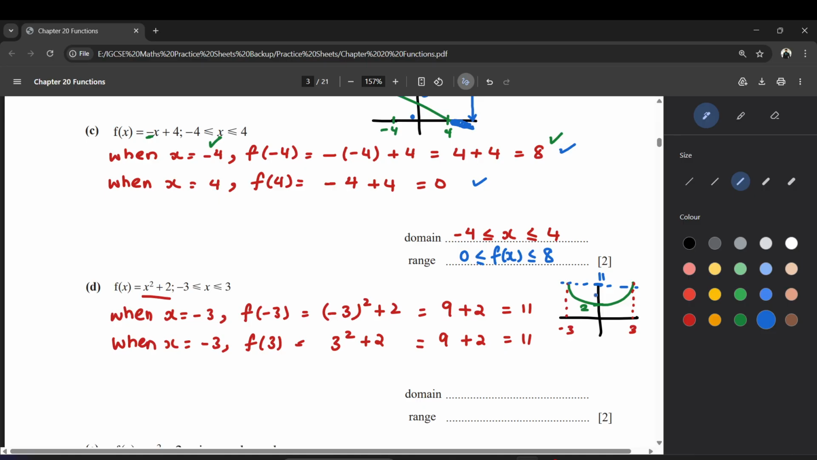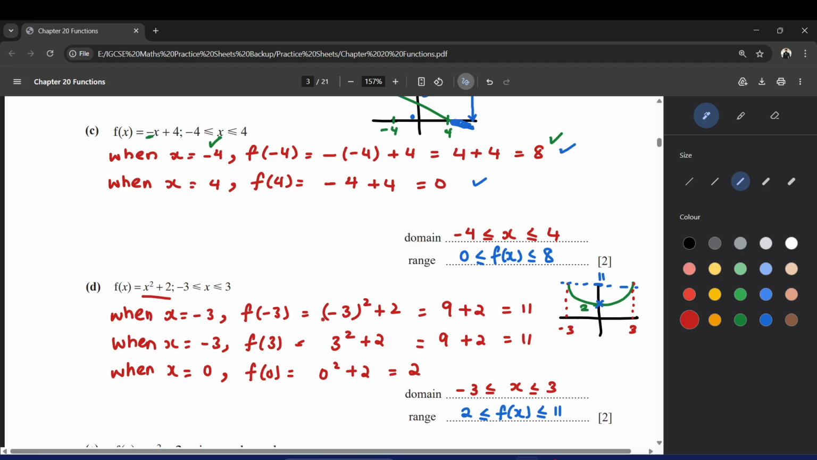But what is the lowest value? If I want to find the range, I'm looking for the lowest value. The lowest value occurs over here. This is the lowest y value, and it occurs when x is equal to 0. So we are going to take another value of x, x equal to 0. f of 0 is equal to 0 squared plus 2, hence that is 2. Therefore the range is f of x between 2 and 11, whereas the domain was between minus 3 and 3.